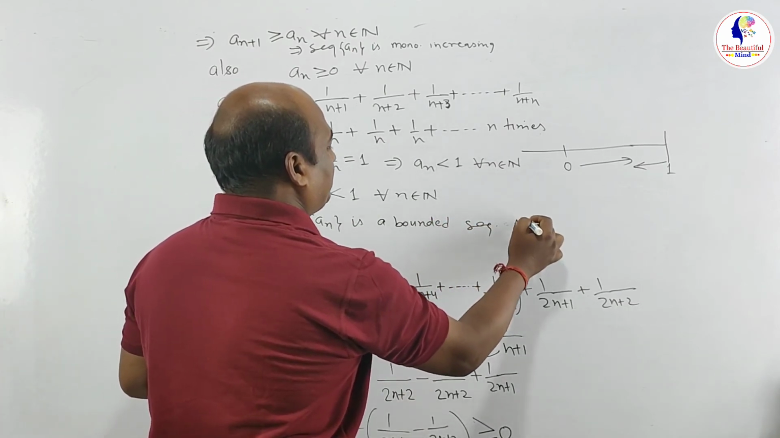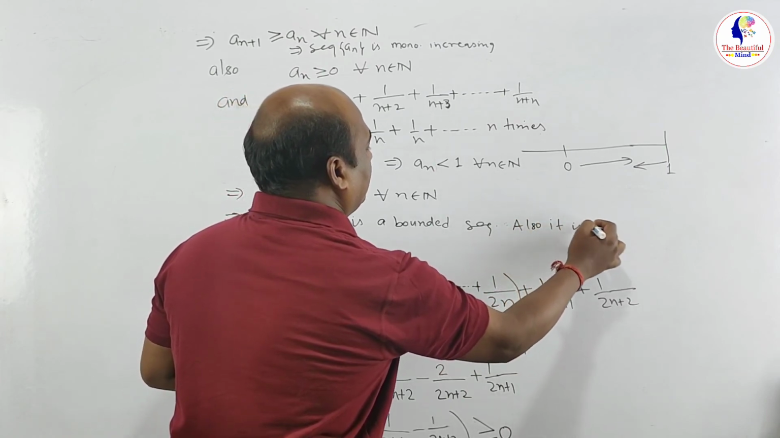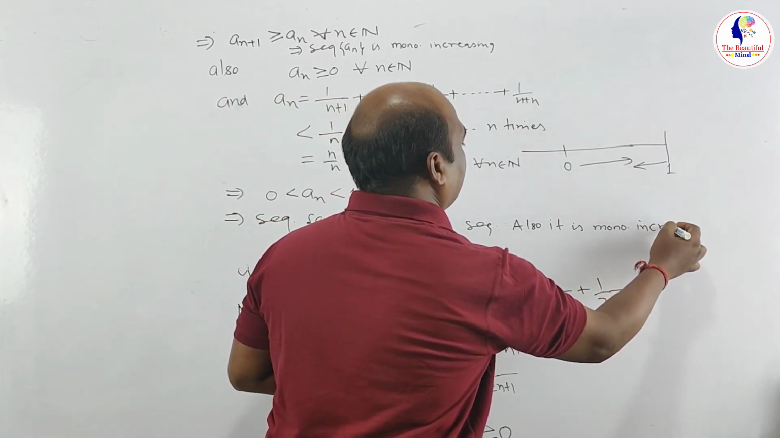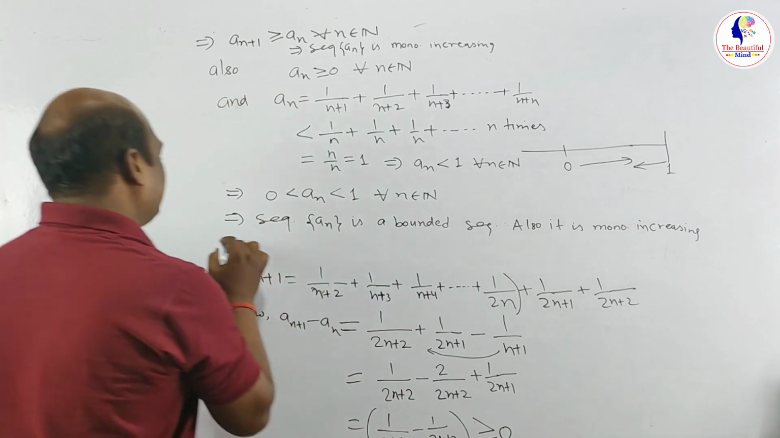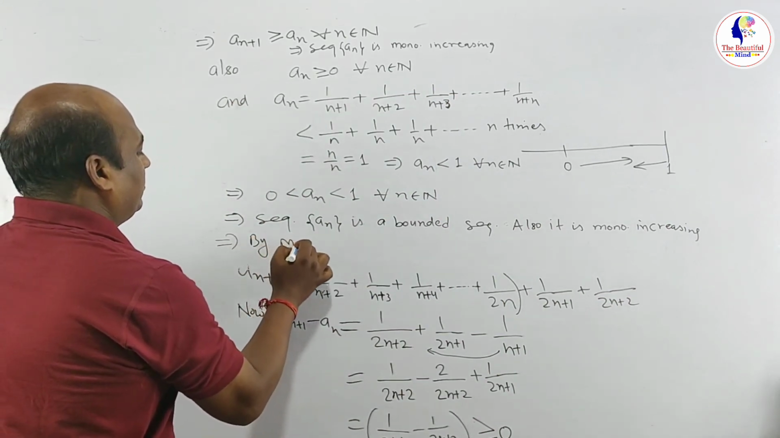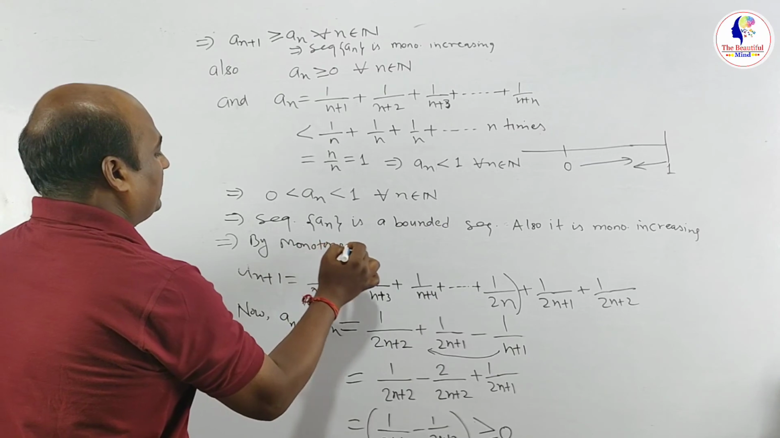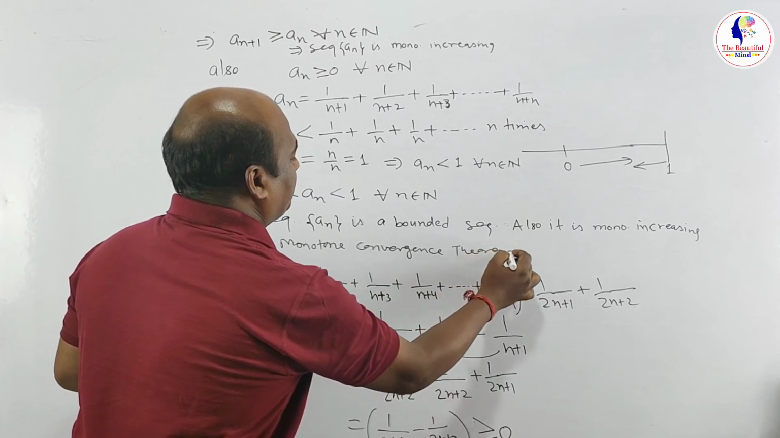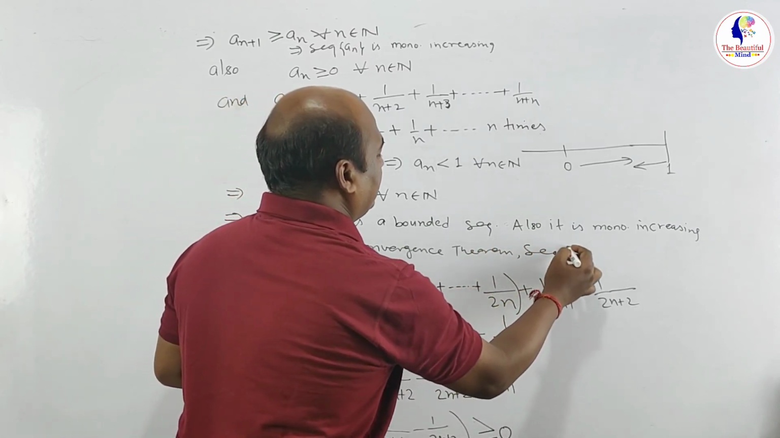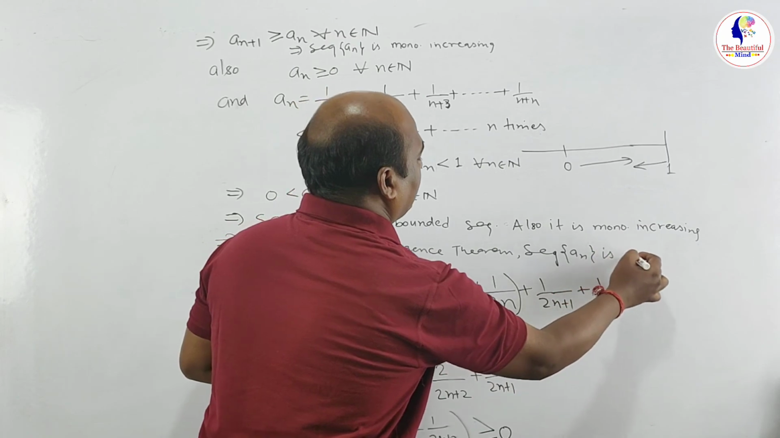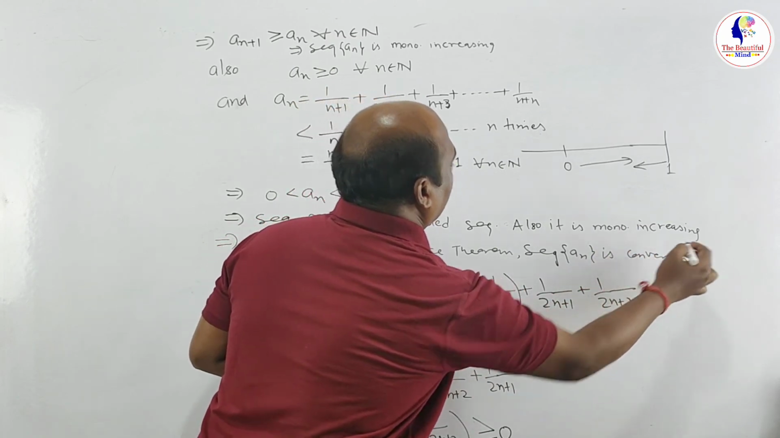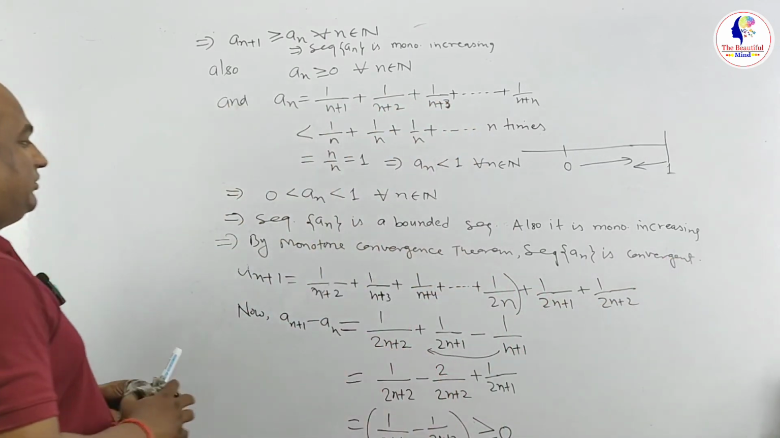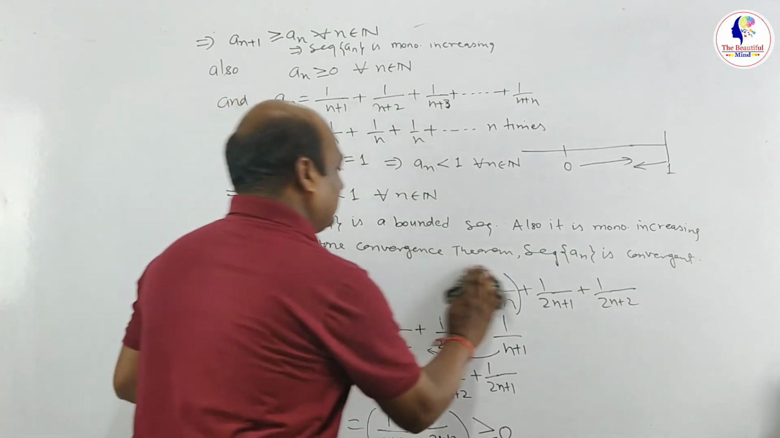also it is monotonic increasing. This implies that by the monotone convergence theorem, sequence a(n) is convergent. Okay? This is an application of the monotone convergence theorem.